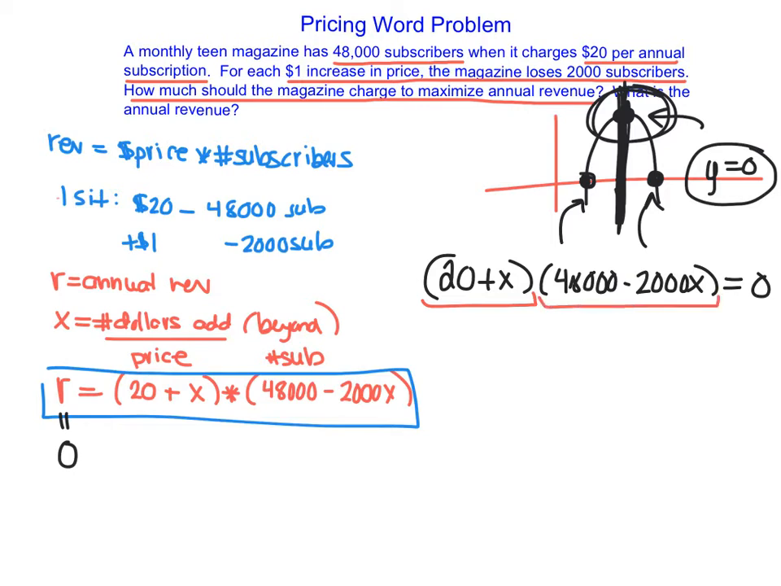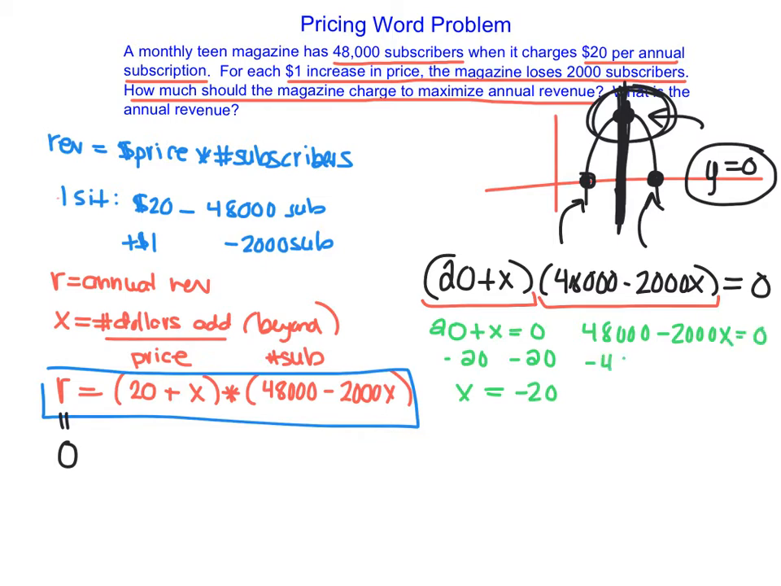So what I can do is set each part equal to 0, so I have 20 plus x is equal to 0. So that becomes minus 20 minus 20. So I have x is equal to negative 20. And then from here, I can also set 48,000 minus 2,000x equal to 0.